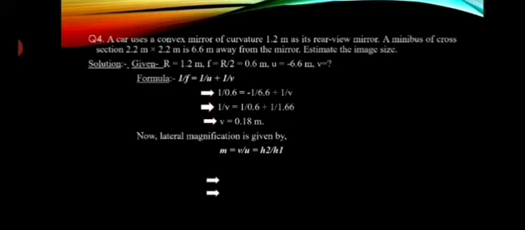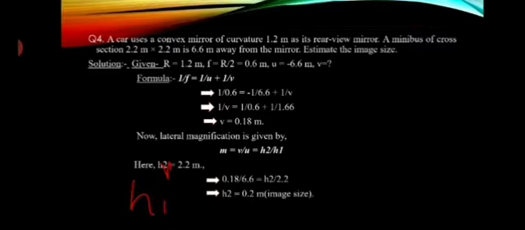So using this relation, we will find out h2. Sorry, h1 is the object size, whereas h2 we have to find out. Here it is h1, that is obvious. We get h2 as 0.2 meters, which is the image size. So here we have used two formulae. One is the relation between f, u and v, and another one is the relation between the image distance, object distance, and the image size and the object size, which we get from the formula of lateral magnification.